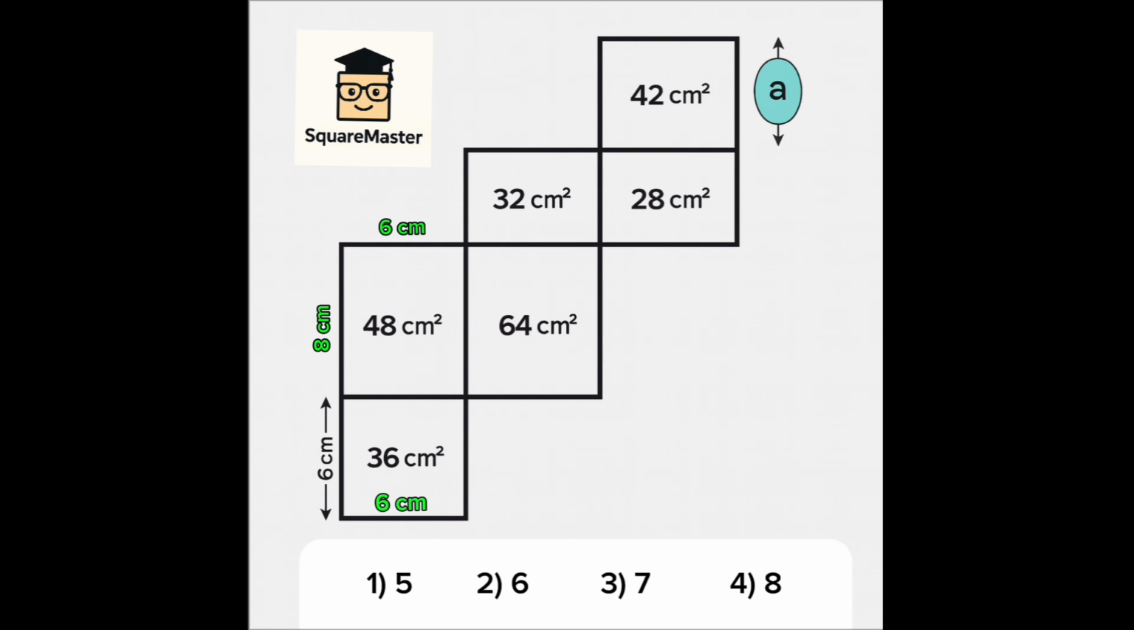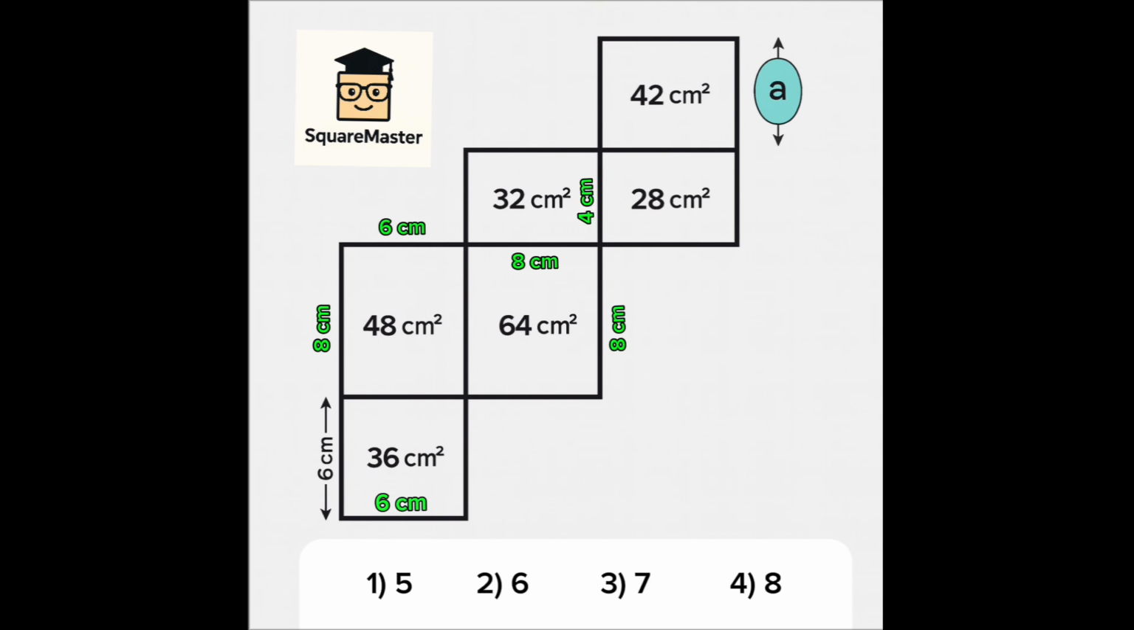Moving upward, the rectangle with 64 square centimeters shares the same width of 8. Since width is 8, the length must also be 8, because 8 times 8 equals 64. From there, we slide to the rectangle with 32 square centimeters, which shares the same length of 8. So its width becomes 32 divided by 8, giving us 4 centimeters.